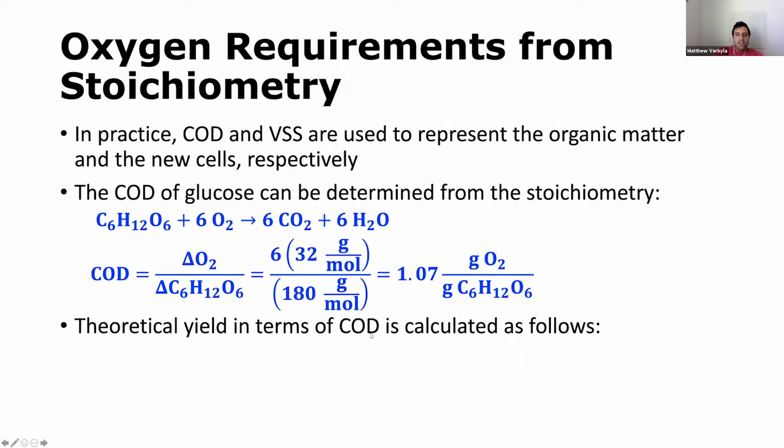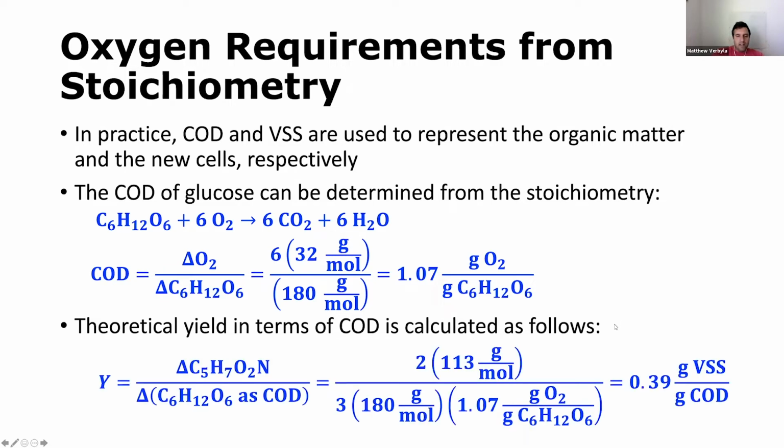Theoretical yield in terms of COD is then calculated as follows. All right, so if we look at the yield, the grams of C5H7O2N per gram of glucose represented as COD, right? We get 2 moles of C5H7O2N at 113 grams per mole. We have 3 moles of glucose at 180 grams per mole.